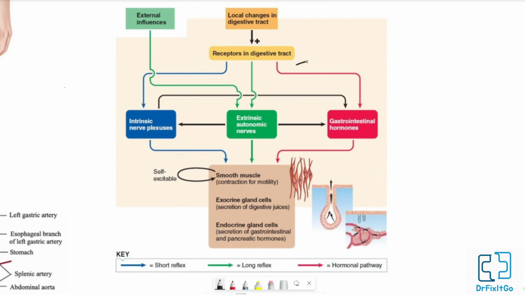Receptor activation alters digestive activity through neural and hormonal pathways. The digestive tract wall contains three types of sensory receptors that respond to local changes in the digestive tract. Chemoreceptor, sensitive to chemical components within the lumen. Mechanoreceptor is a pressure receptor sensitive to a stretch or tension within the wall. And osmoreceptor.